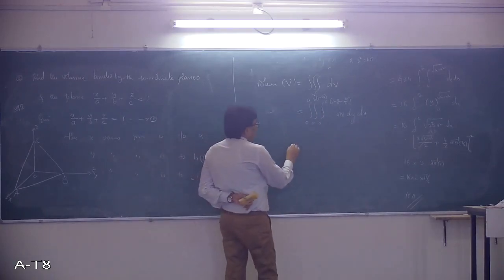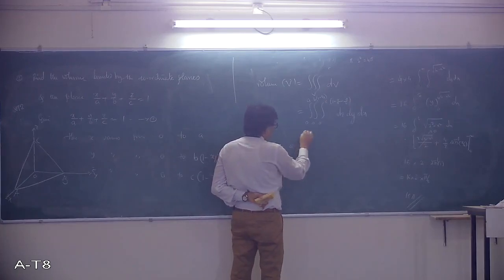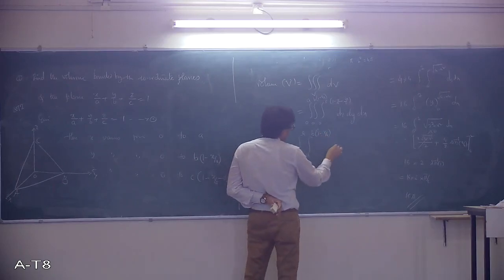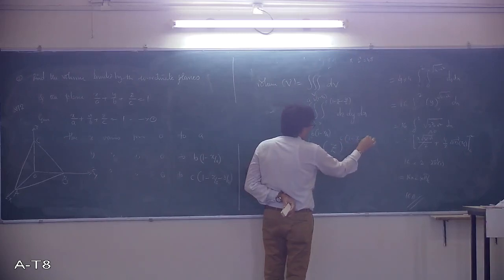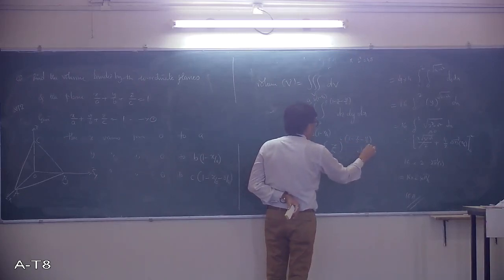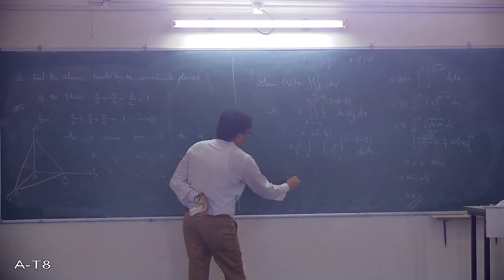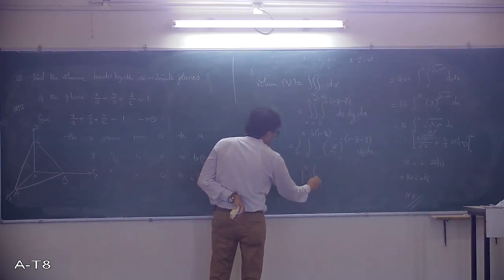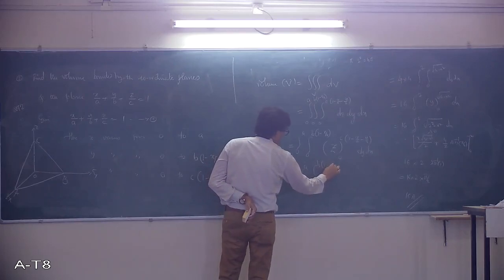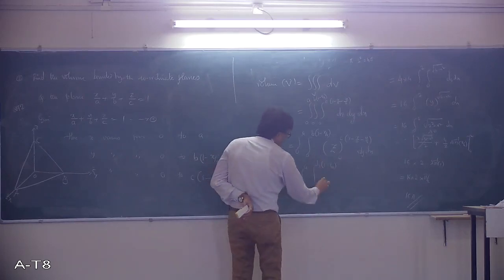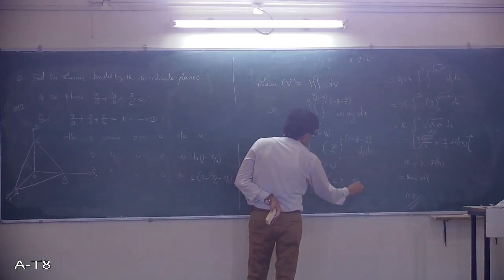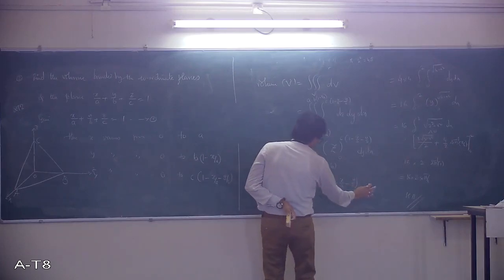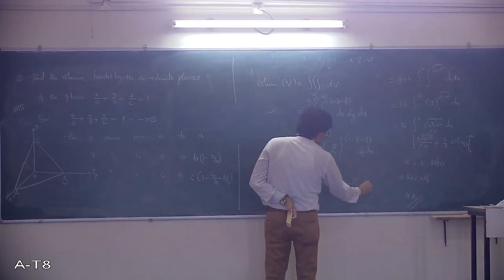First you have to integrate with respect to z, 0 to a and 0 to b in bracket 1 minus x by a. This is z from 0 to c in bracket 1 minus x divided by a minus y divided by b, dy dx. This is equal to the integral from 0 to a, 0 to b in bracket 1 minus x by a, of c in bracket 1 minus x divided by a minus y divided by b. Only the upper limit needs to be substituted; the lower limit need not be substituted.